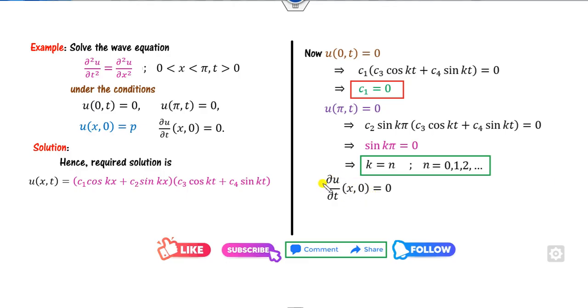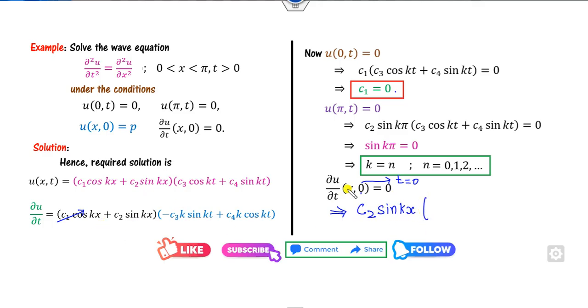Now for the third case, you need the partial derivative. So let me first calculate del u by del t. Because this is the partial with respect to t, this is a constant, I can write it as such, and you can differentiate this with respect to time. Now you can substitute this value. That means t is equal to 0. Since C1 is 0, fine, this becomes C2 sine kx. When t is equal to 0, sine of 0 is 0, C4 k cos 0 is 1. Fine. So that means C2 C4 k sine kx.